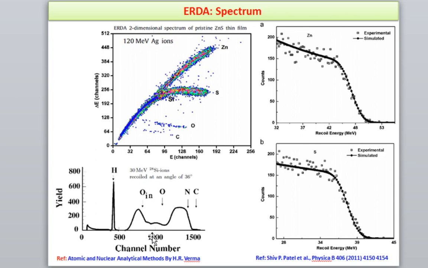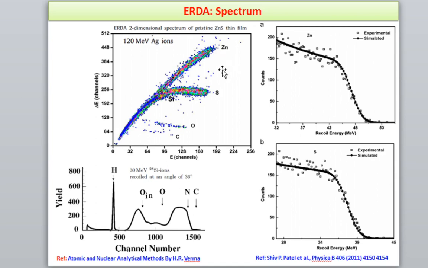This is how, if you do the ERDA measurement of any sample, your spectra looks like. This is a two-dimensional spectrum that I have shown, for a zinc sulfide thin film. This work I did in my PhD, and it appears in this paper, Physica B, 2011. I was having a zinc sulfide thin film. Obviously, a zinc peak will be there, and then a sulfur peak will be there. Apart from the zinc and sulfur peaks, because it is a very sensitive technique for light elements, some unwanted impurity may also be present in your sample.